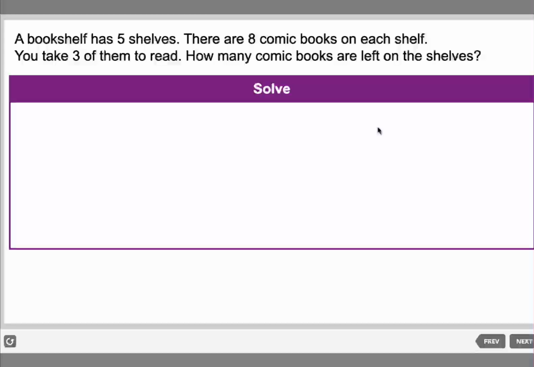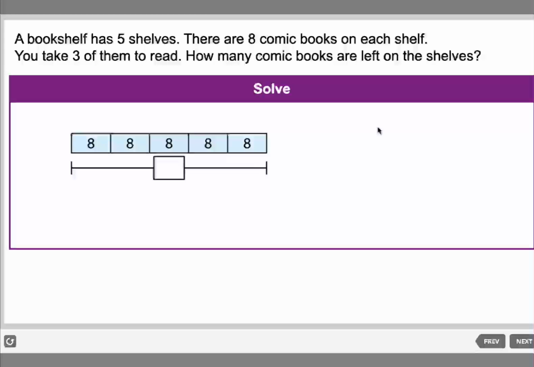We said that the first step, we should multiply 5 by 8. Okay, you can use a diagram to show how many shelves? 5 shelves of 8. And what is the total? The total is 40. You can write this also as a repeated addition equation: 8 plus 8 plus 8 plus 8 plus 8, 5 times. And the total is 40.